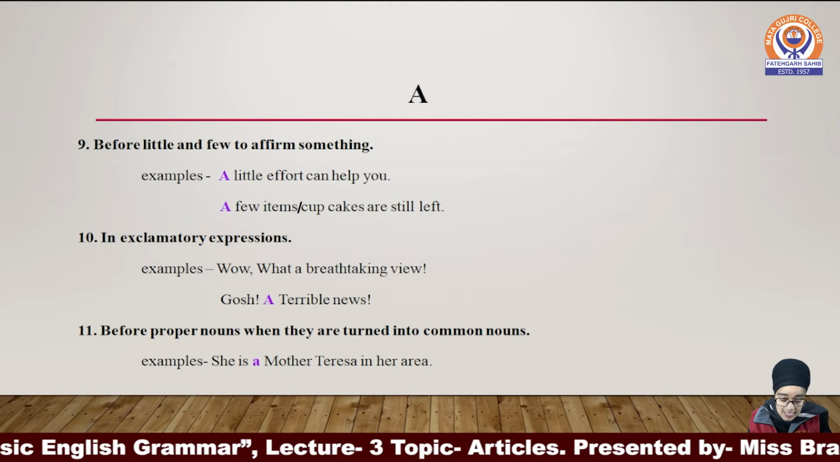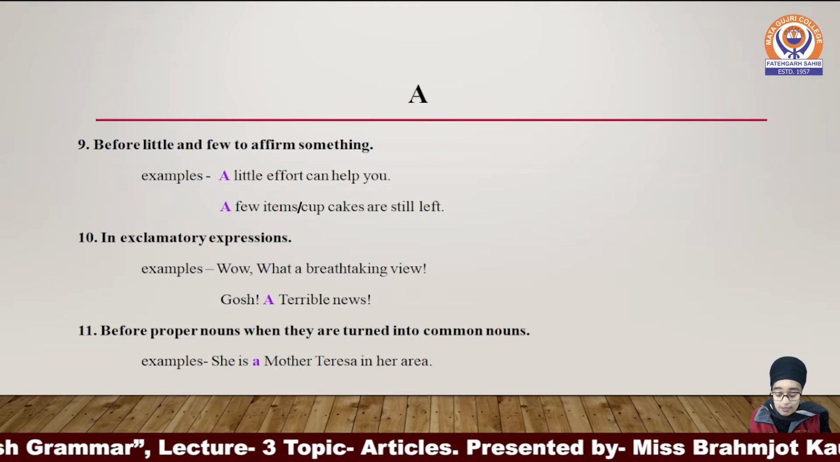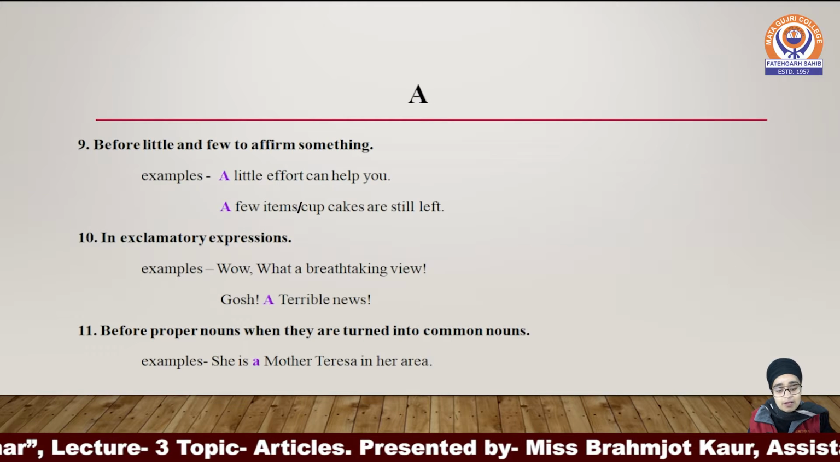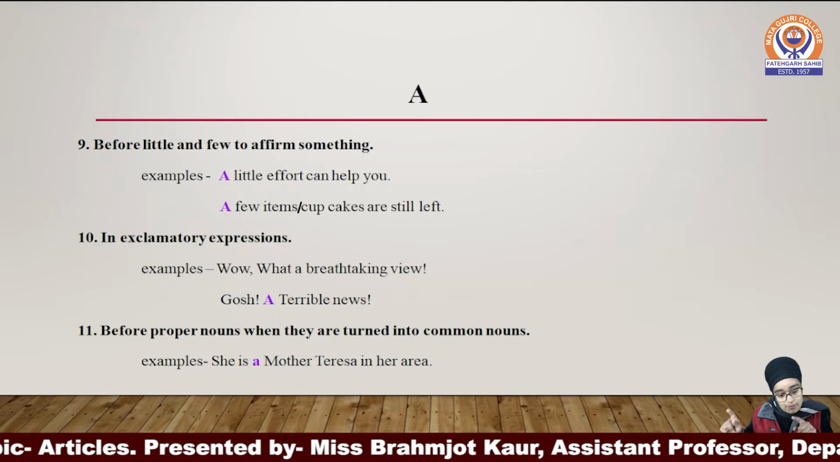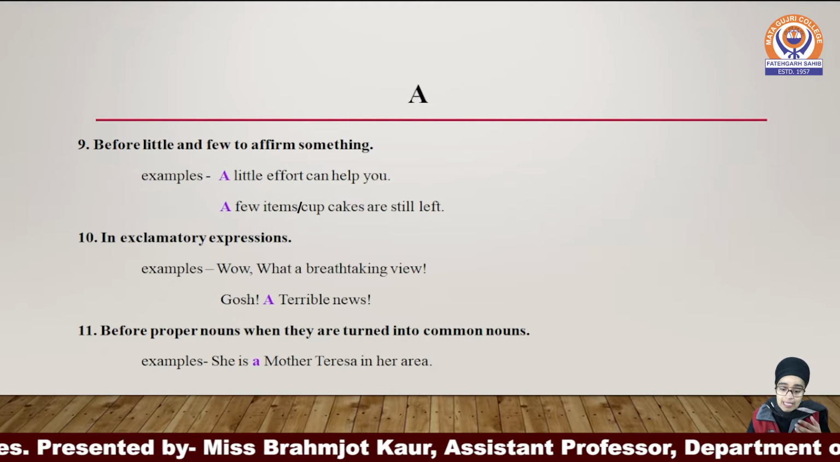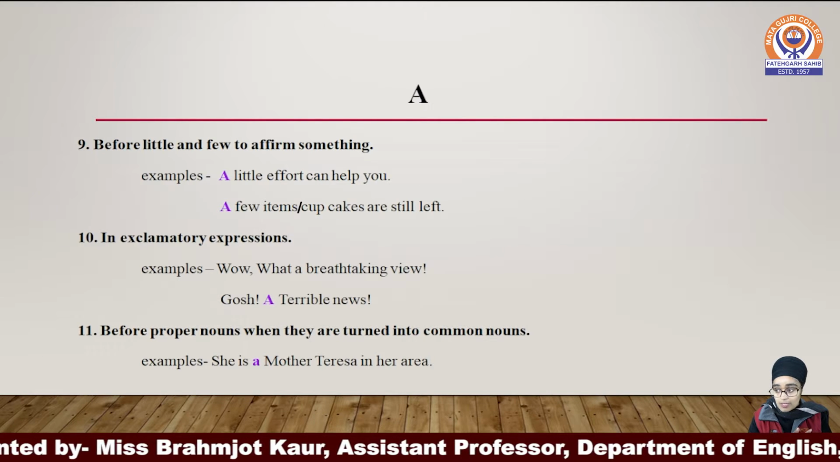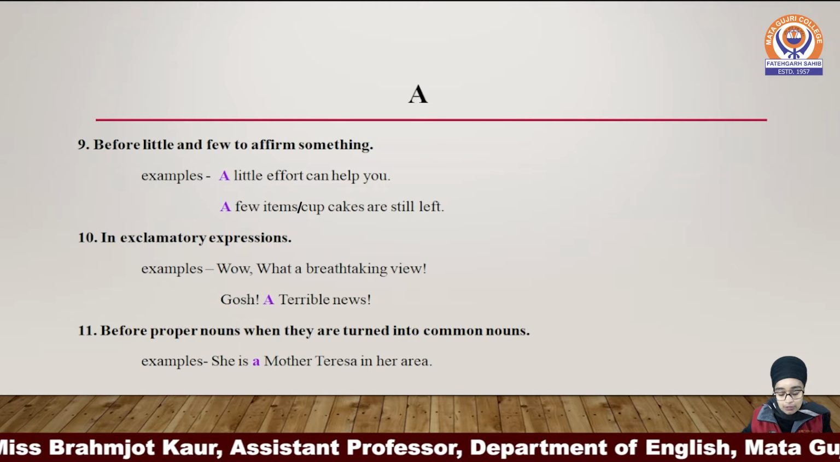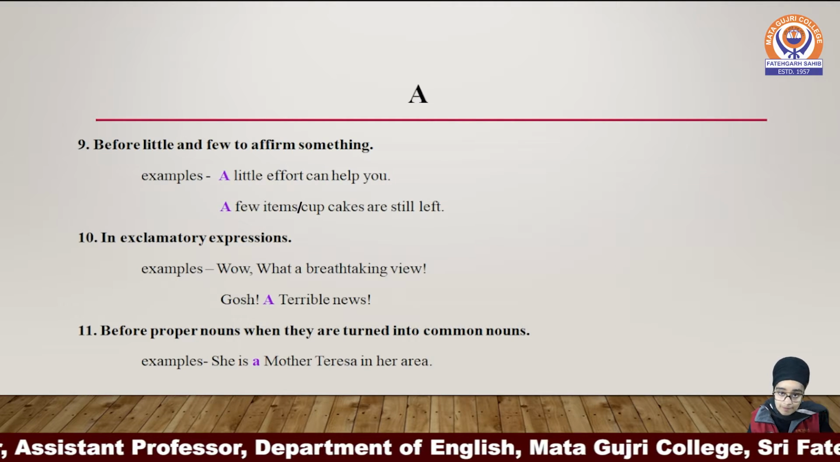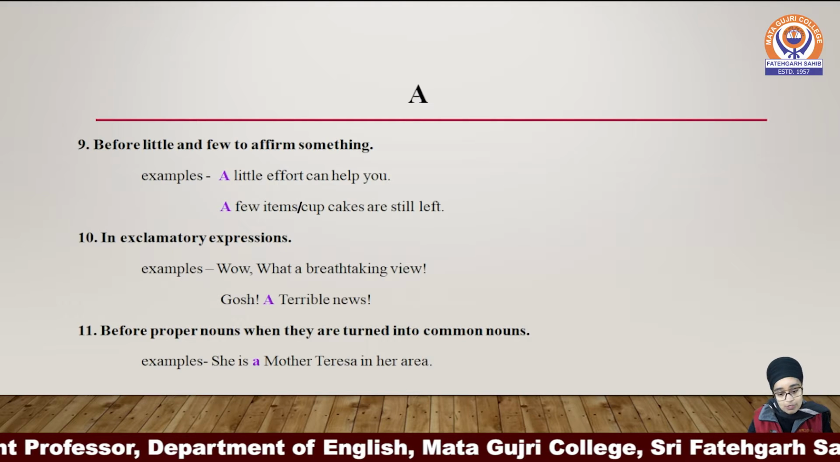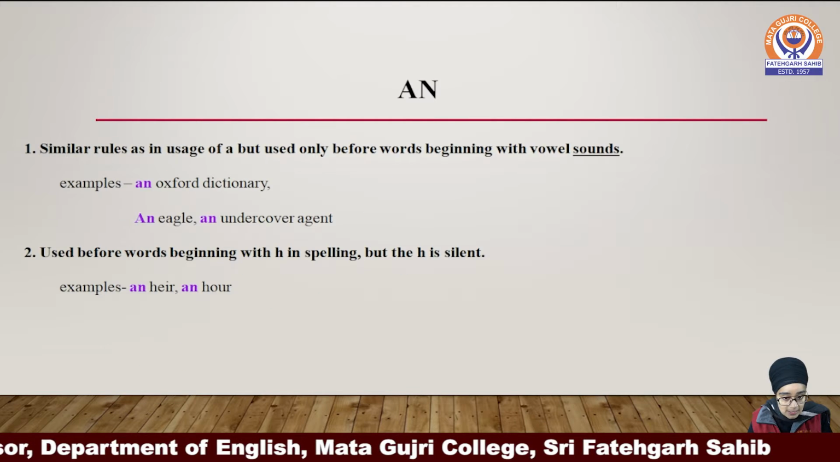In those cases, you will use the article a. For example, she's a Mother Teresa in her area. So you are using the proper noun Mother Teresa in the sense of a common noun. He is a Sachin Tendulkar of his area. So using the proper noun Sachin Tendulkar as a common noun. So in such cases, you will use the article a.